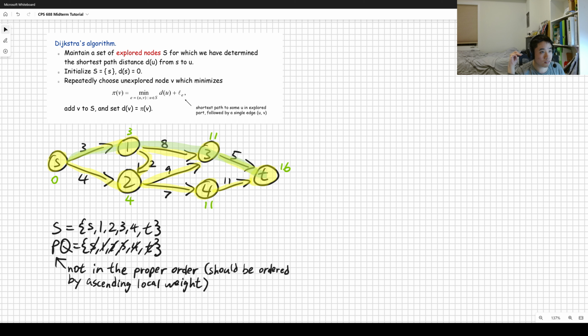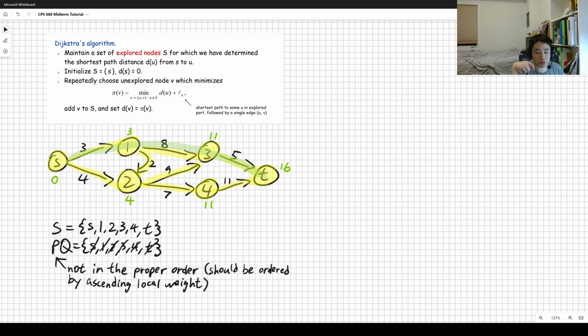Oh, okay, maybe not the first, but say after the first. So after S and then 1, okay, 2 is shorter.